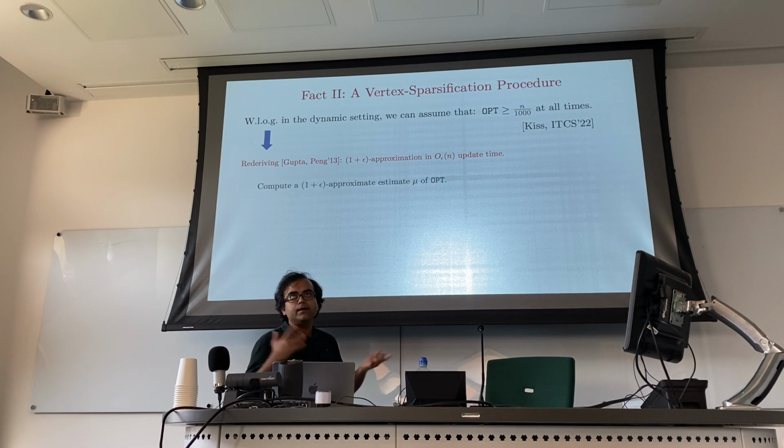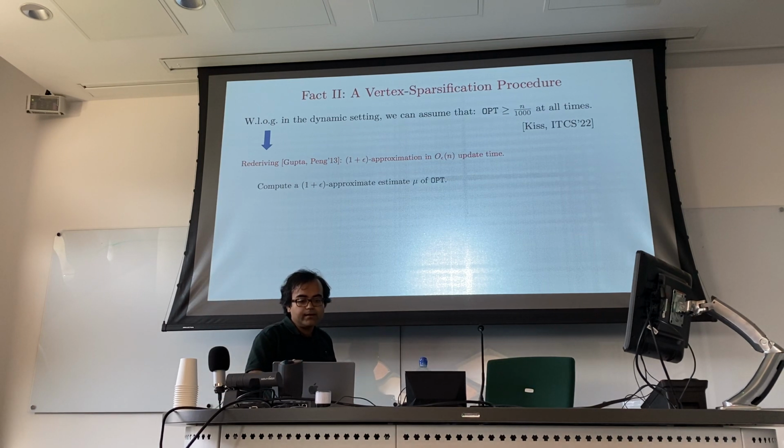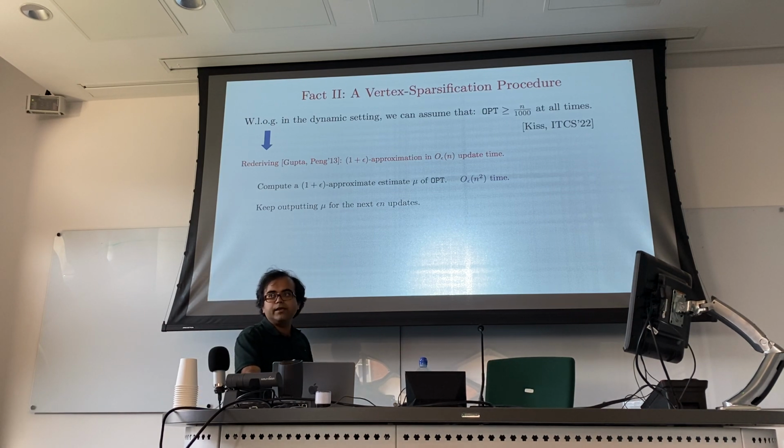Again, we run in phases. At the start of a phase, you compute a 1 plus epsilon approximation estimate mu of opt. How much time will it take? Linear in the number of edges. The number of edges is n squared, so you are spending at most n squared time. Now the phase will last for epsilon n many updates. So keep outputting the same estimate for epsilon n updates.